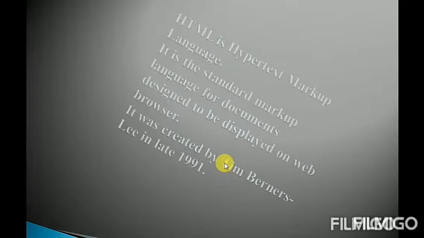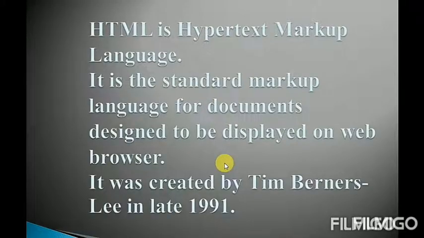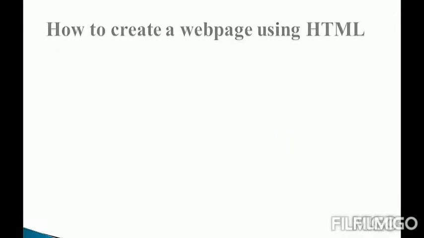What is HTML? HTML is short for Hypertext Markup Language. Now what is this hypertext and what is markup language? So hypertext is text which contains links to other text. It is called markup language because it consists of keywords, names and most importantly the tags. It is a standard markup language for documents designed to be displayed on web browser, and it was created by Tim Berners-Lee in 1991.